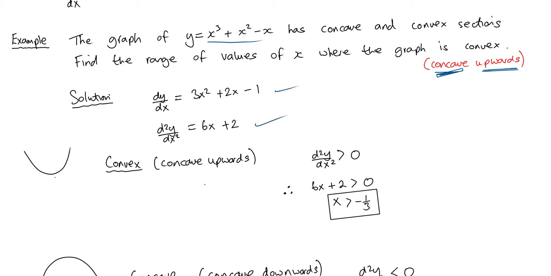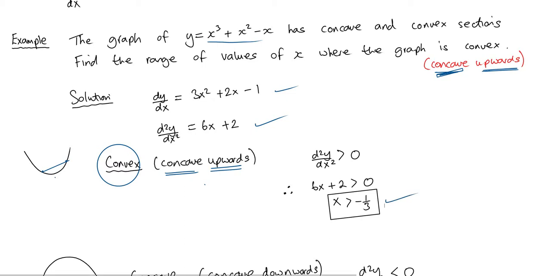Now for a convex section of the curve, d2y by dx squared needs to be greater than 0. In MEI we'd say that was concave upwards, because remember, if we can draw a line like this above the curve between 2 points, then it's concave upwards. But in Edexcel we'd call that a convex curve. So we solve the inequality and we find that x is greater than minus a third. That's the answer to the question, the range of values.